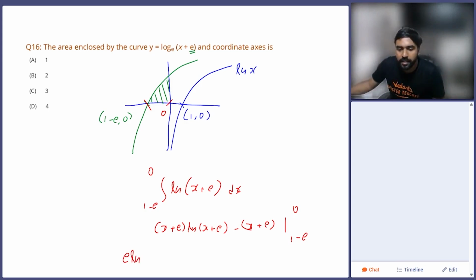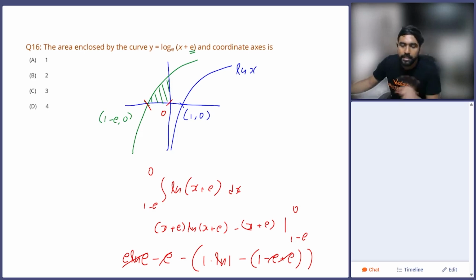You'll get e ln e minus e. So that's 0. Minus, what do you get? When you substitute 1 minus e, you will get 1 into ln 1 minus (1 minus e) plus e, cancels out. Minus of minus plus 1. So overall, you only have 1, because this is also equal to 0. ln 1 is 0, right? So the final answer should be equal to 1, which is the right answer over here.